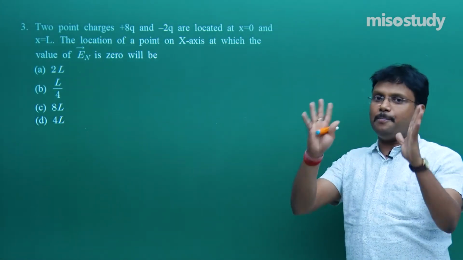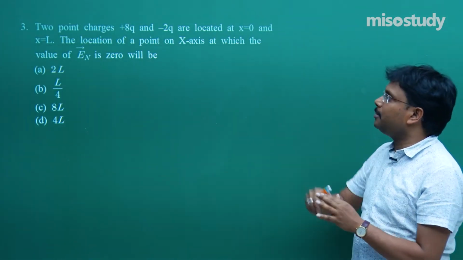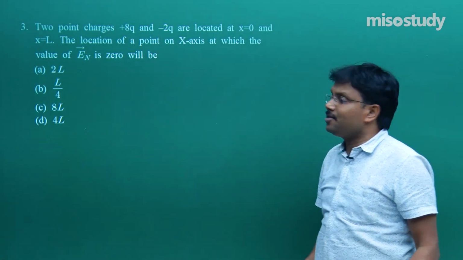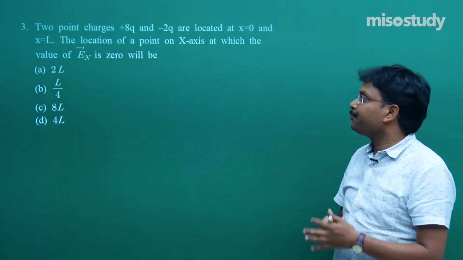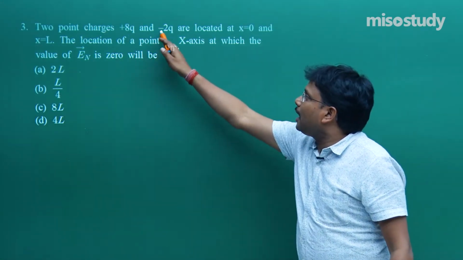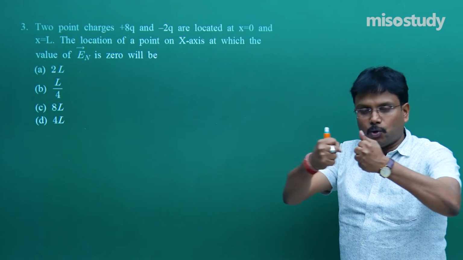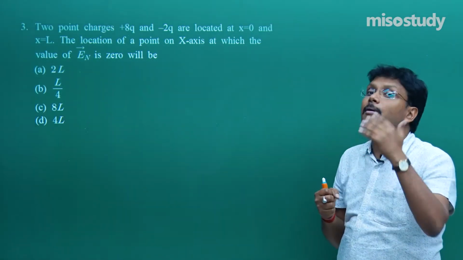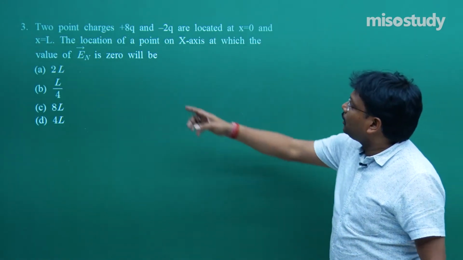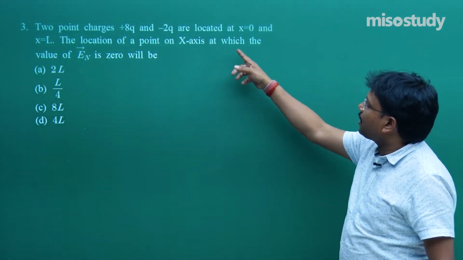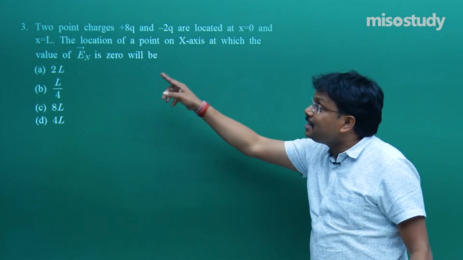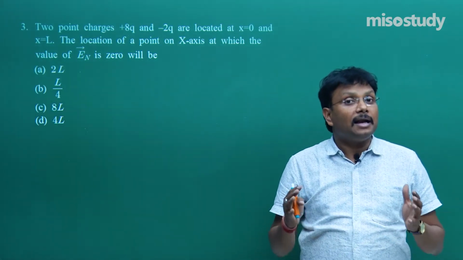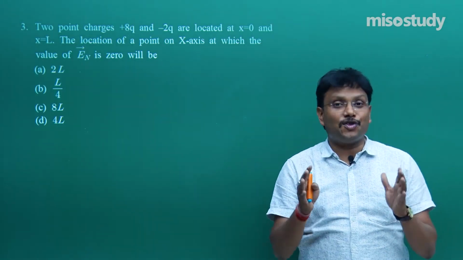X is equal to 0 and x is equal to L. So the very simple thing that should come in your mind is that the distance between 8q and 2q is capital L. Fine. Because one is positive, another is negative, so they are going to attract each other. So the sign of the final force is going to be with minus sign. The location of a point on x-axis at which the value of E net is 0. E net is 0 means what? Net electric field is 0.